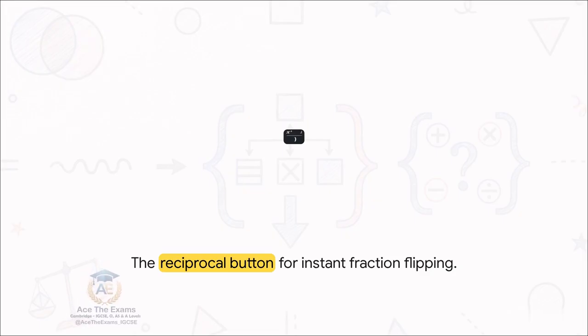This is the reciprocal button. It usually looks like x to the power of -1. Hitting this button gives you an instant fraction flip. When you're thick in the weeds of multi-step algebraic equations, knowing exactly where this essential shortcut is will save you so much time and prevent those annoying, careless manual errors.